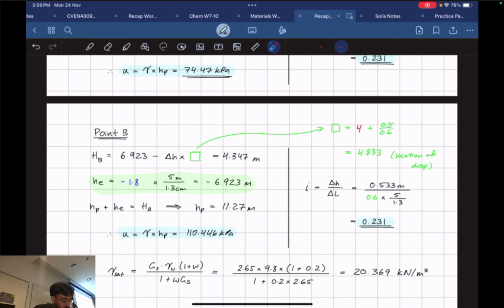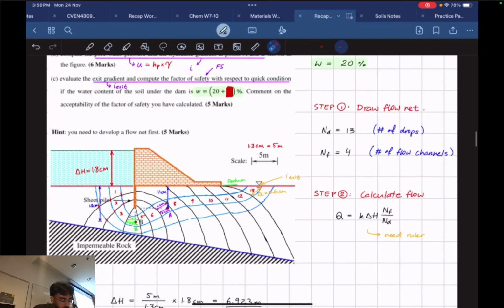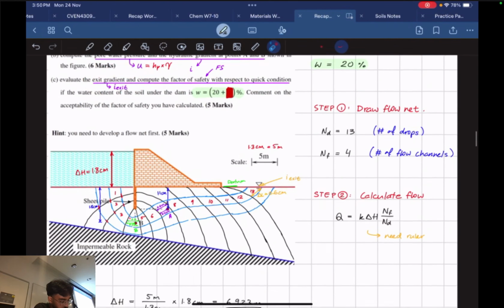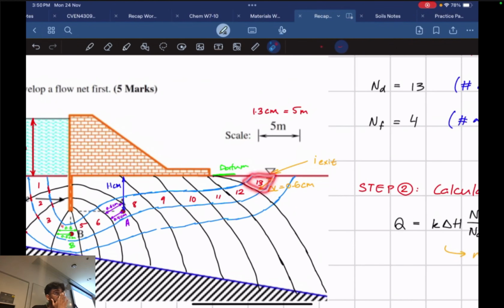Alright, so now, part C. Part C is asking us to find the exit gradient. Exit gradient is just your hydraulic gradient at your very last drop. So I'm taking a look at this square at the very end, and I'm going to take a look at the hydraulic gradient just for that one. That's your exit gradient. As your water exits this way, you're finding the gradient for that.